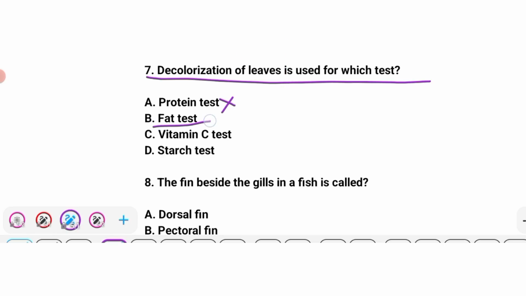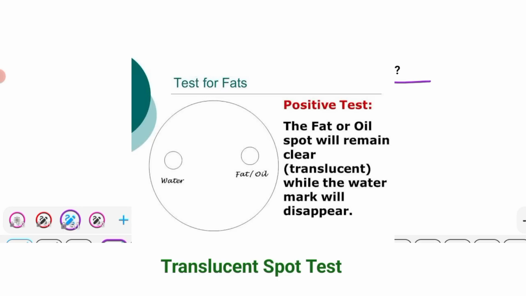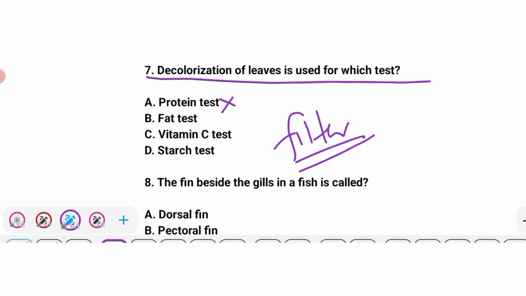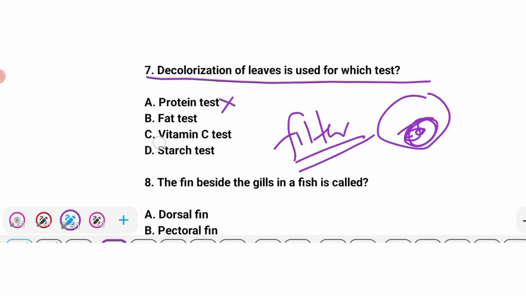Next one is fat test. Fat test does not involve the decoloration of leaves, because fat test involves what is called the translucent spot test. This is what it looks like. You just take the leaf and press it against something like a filter paper. Then you see something like a stain on the paper. If you have a stain like that, that is translucent, then there is presence of fat.